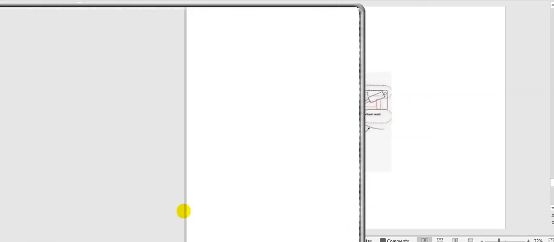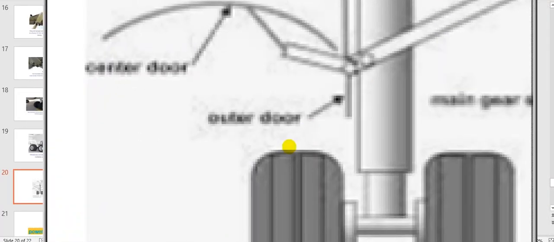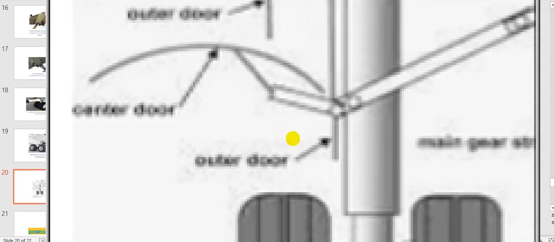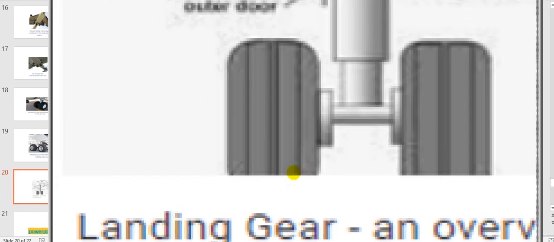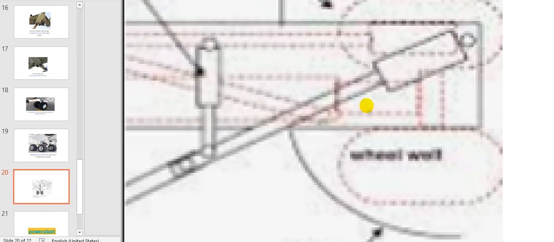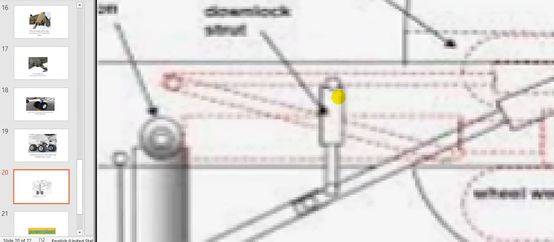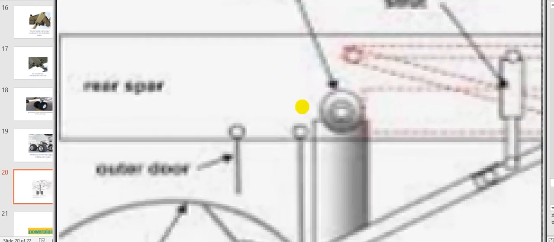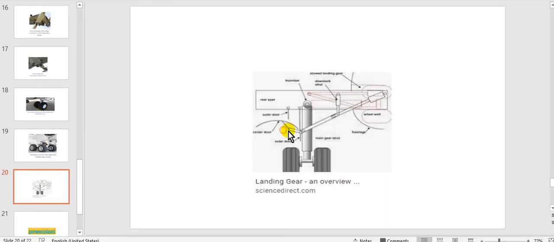The main components of the landing gear: this is the shock absorber with the vertical inner cylinder and outer cylinder. And these are the wheels and the brakes. Here, the strut and the actuators. This is the trunnion here. Okay, this is the landing gear.